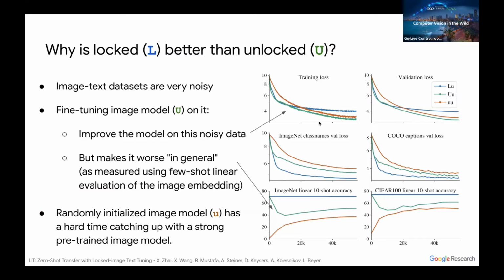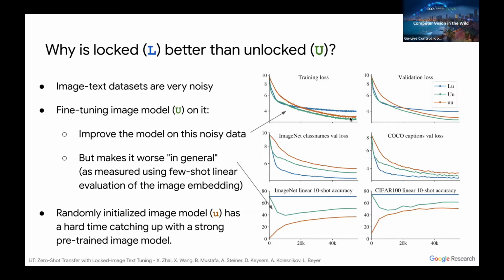And this plot shows the training loss of the 3 setups. And you can see that the best training loss is achieved with this green curve. The green curve is actually fine-tuning the image tower, and the text tower is unlocked. With the locked image tower, the training loss is the worst. It's the blue curve. And you can see that the trend has changed.